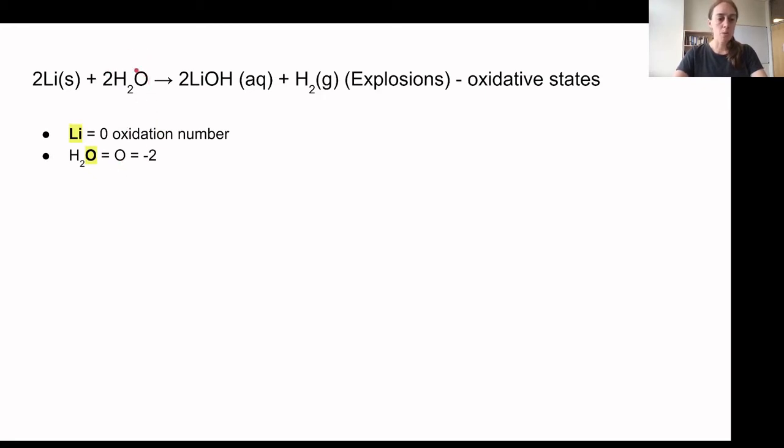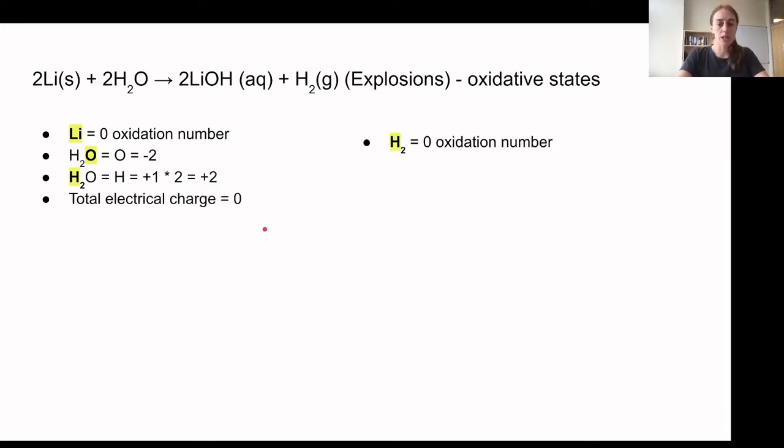Now we need to break apart our water molecule. By rule 6, we know that oxygen has -2, and then our hydrogens, because we have a net 0 charge here, we know hydrogens are bonded to a nonmetal. We have a charge of +1 times 2. Our hydrogens have +2. So our total electrical charge is 0. Okay, moving on to the product side of the reaction, we have H2. It's self-bonded. It has no charge, so 0 is our oxidation number for our hydrogens.